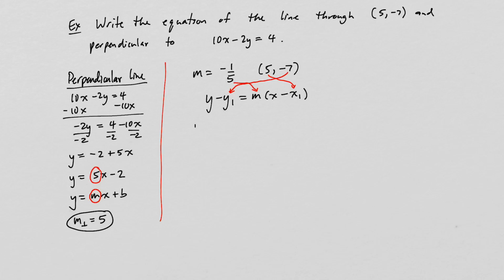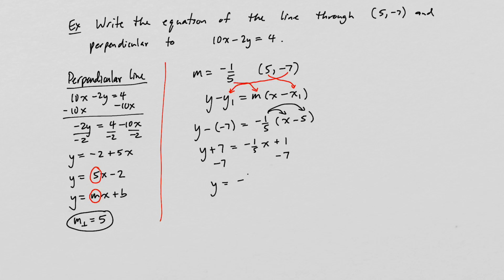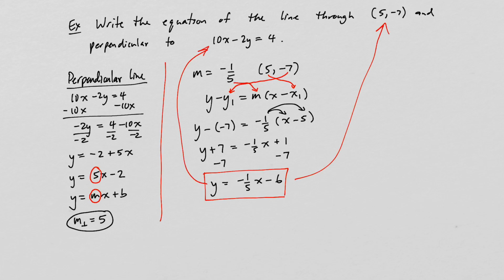And when we do that, we get y minus negative 7 equals negative 1/5 times x minus 5. And this is y plus 7 equals negative 1/5 times x. And then negative 1/5 times negative 5 is positive 1. And if we subtract 7 from both sides, we end up getting negative 1/5 x minus 6. And so this is the line that passes through this point and is perpendicular to this line.